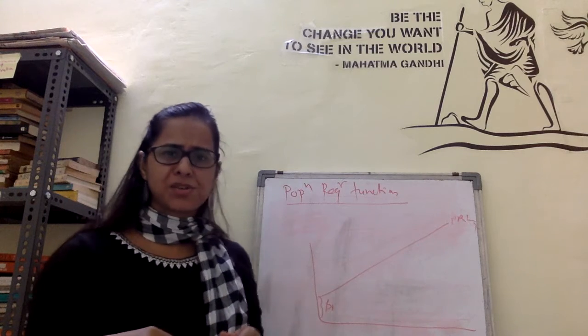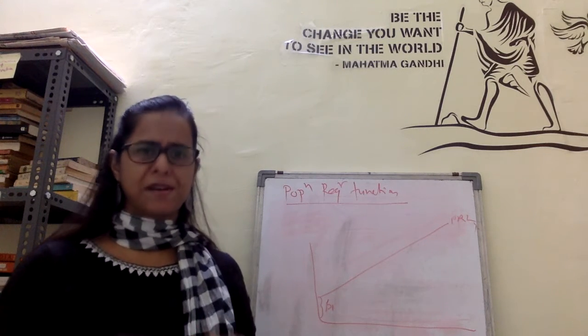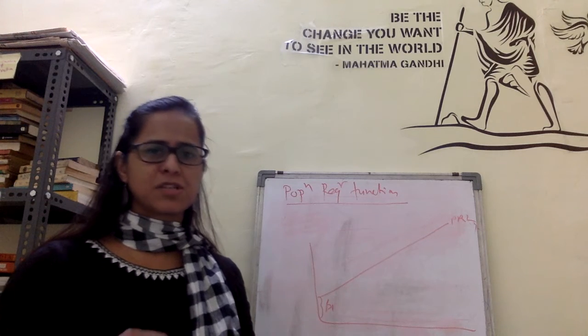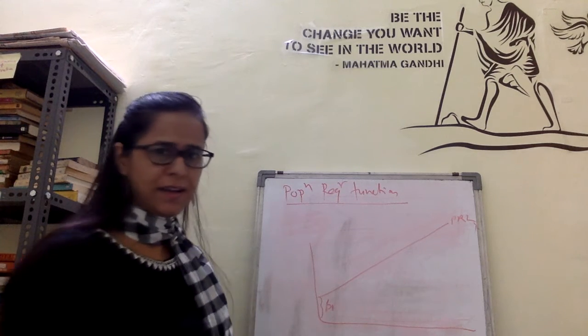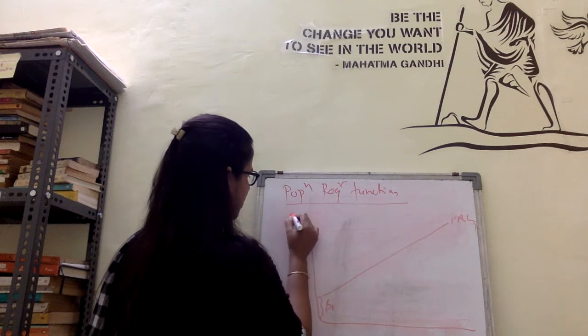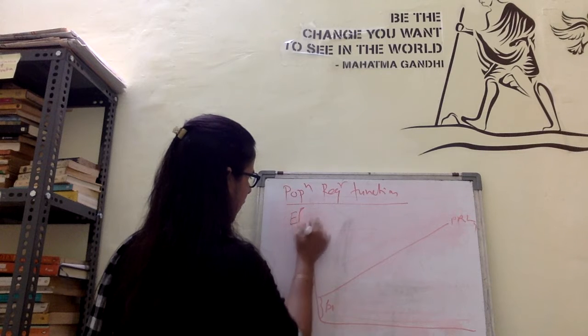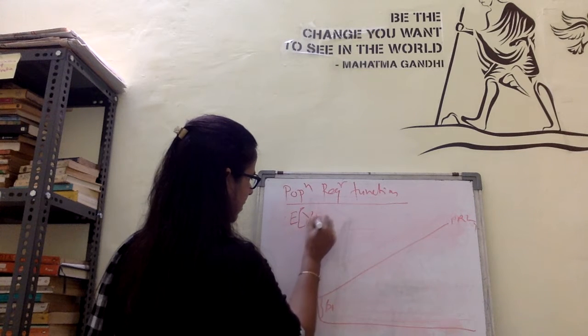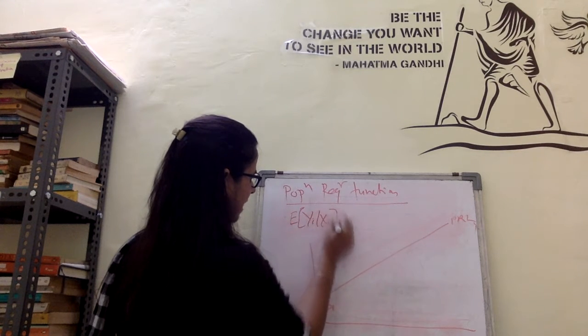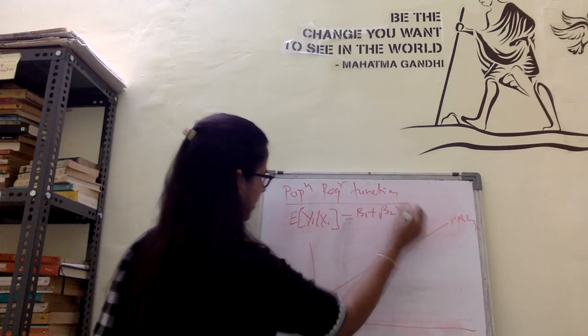Okay, as I mentioned, the population regression function is the expected value of the dependent variable on the basis of some given value of the independent variable. So mathematically, we can write the population regression function as the expected value of y for some given value of xi is equal to beta 1 plus beta 2 xi.